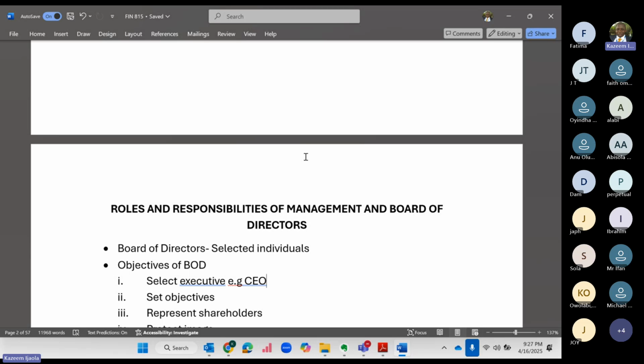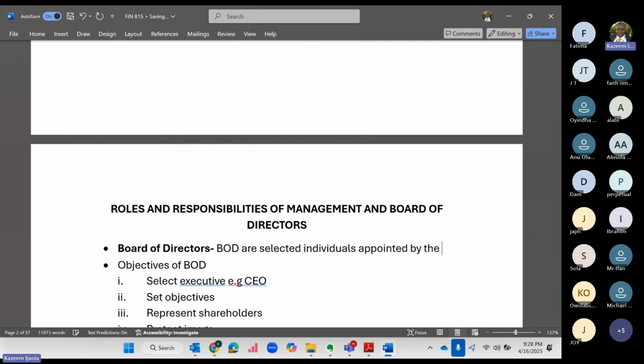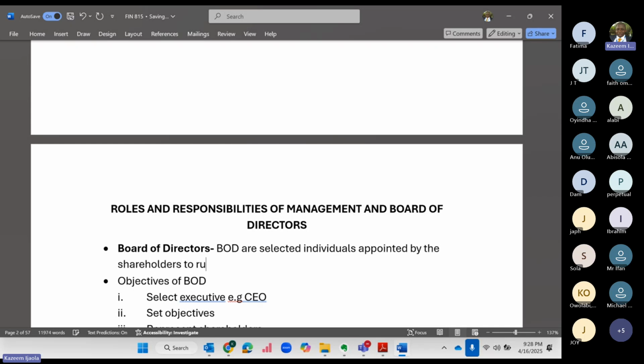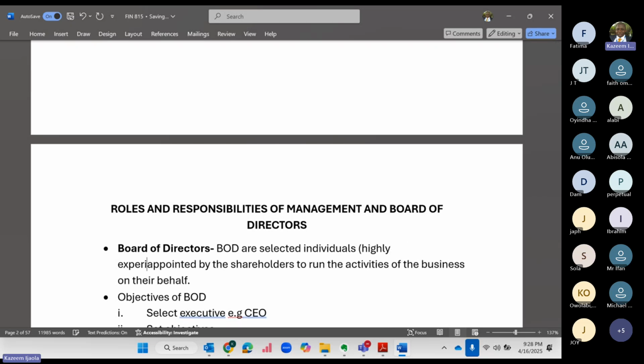So first of all, let's define what a board of directors is. The BOD are selected individuals. They are selected individuals appointed by who? Who appoints directors? Appointed by the shareholders to run the activity of the business on their behalf. That is all. So the board of directors are a group of selected individuals who are very experienced, right? Let me put it here, highly experienced people. All directors are highly experienced. People don't just appoint just anybody as directors.